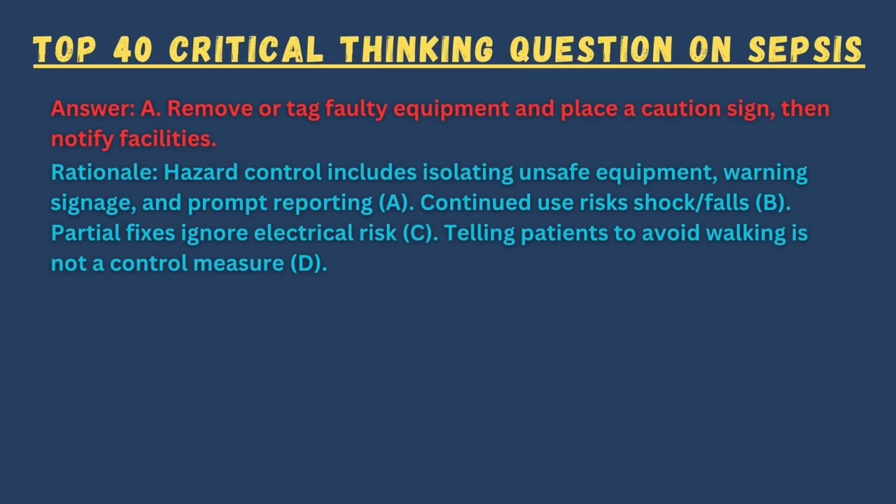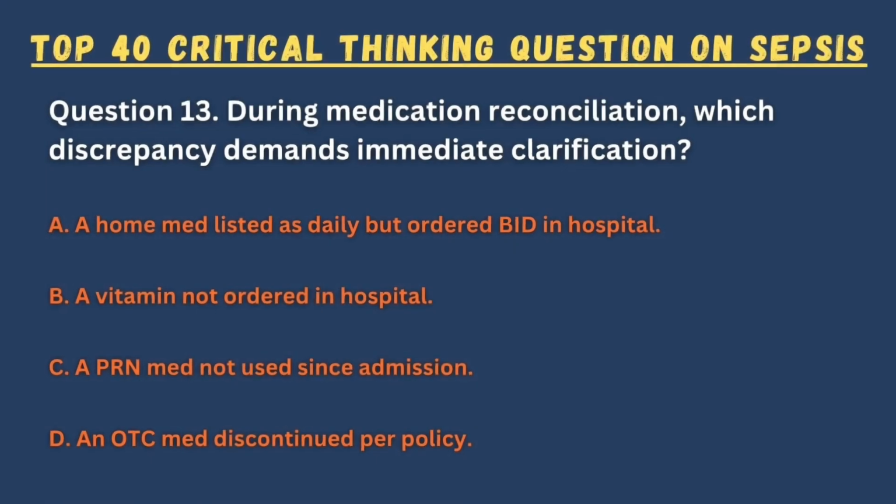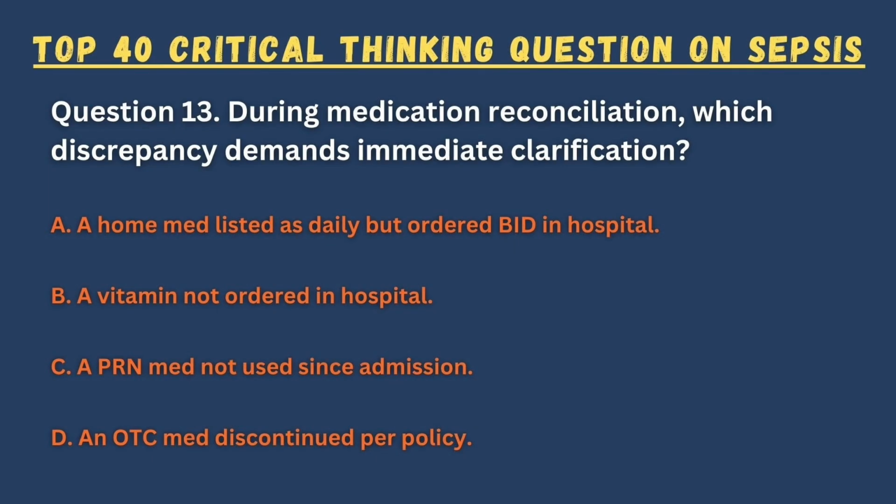Rationale. Hazard control includes isolating unsafe equipment, warning signage, and prompt reporting. A. Continued use risks shock or falls. B. Partial fixes ignore electrical risk. C. Telling patients to avoid walking is not a control measure. D. Question 13. During medication reconciliation, which discrepancy demands immediate clarification?